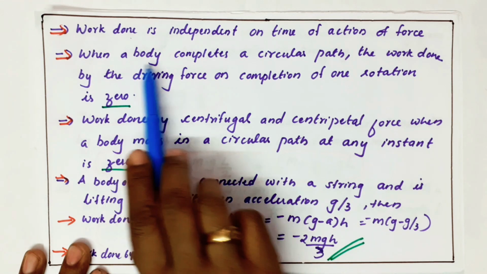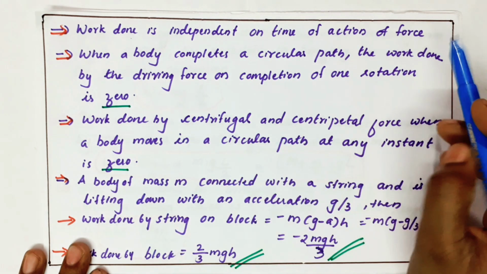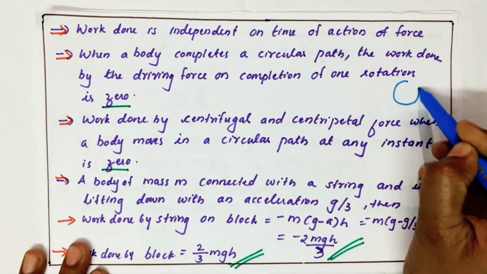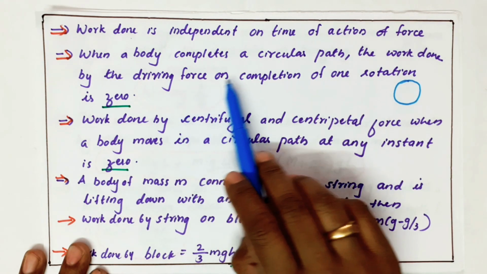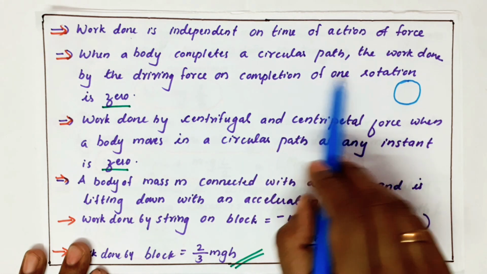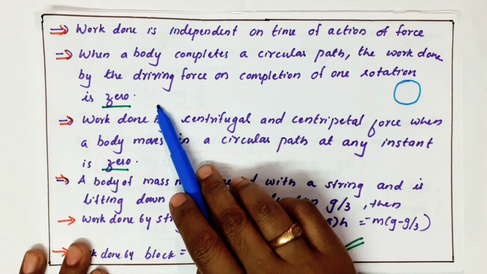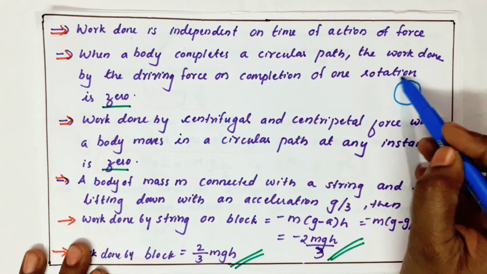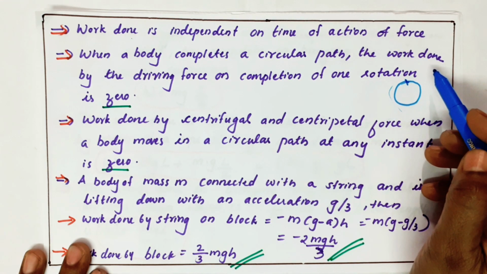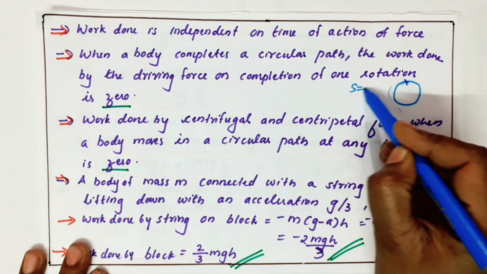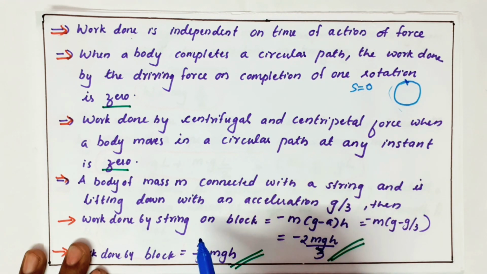Then when a body moves in a circular path, the work done by the driving force on completion of the circle is 0. The work done will be 0 because the initial and final points are the same. In one rotation, what happened to the displacement? It will be 0. So the work done will be 0.